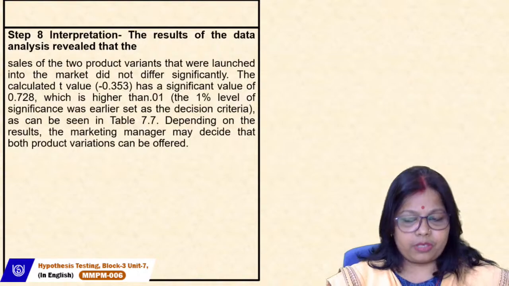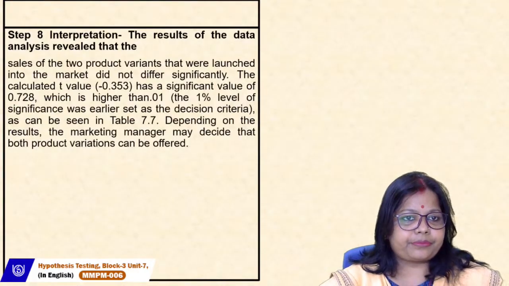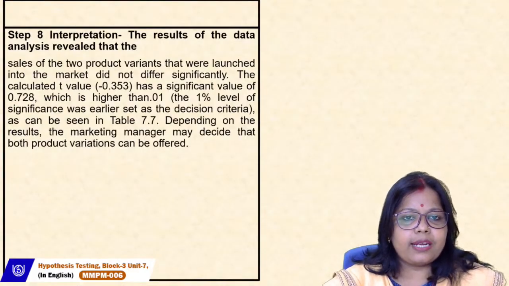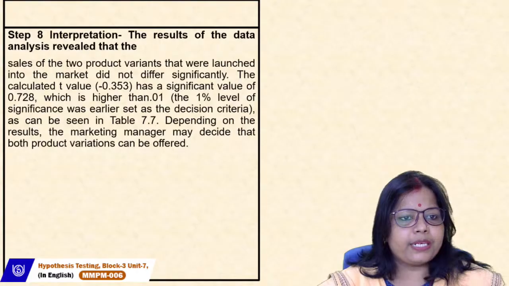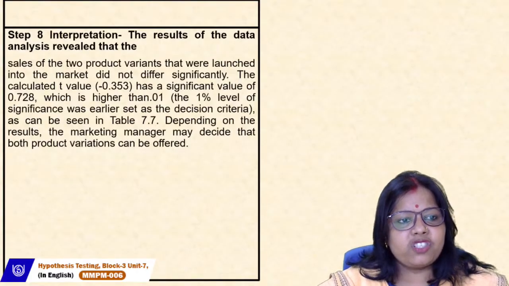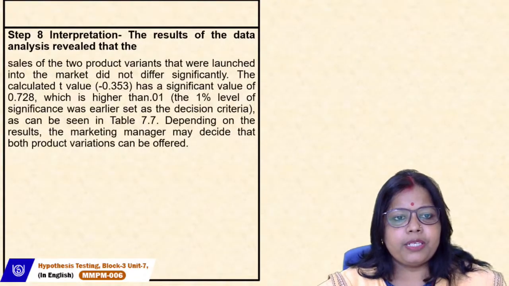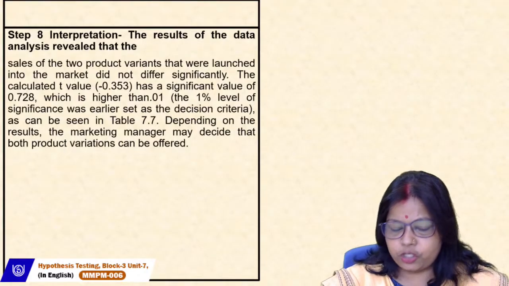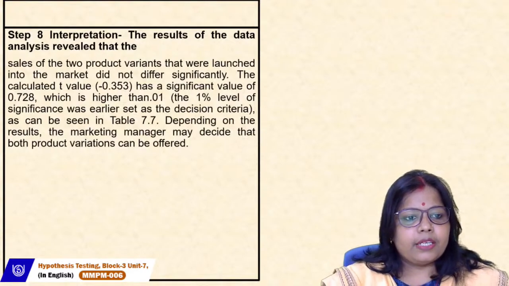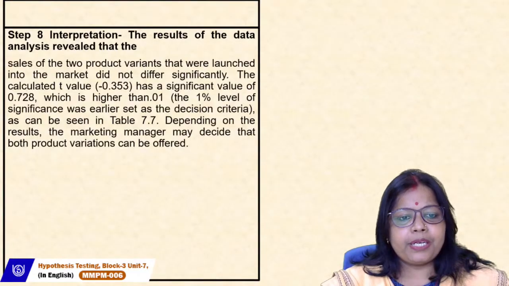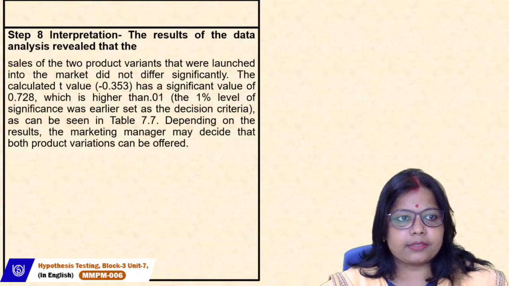Let us see what we have done. This was the result after analysis. Then what to interpret? The interpretation part is more crucial, because the layman is going to understand it. What we interpret here is that the sales of the two product variants launched into the market did not differ significantly. The calculated t-value, that is minus 0.353, has a significance value of 0.728, which is higher than 0.01. So it concludes that the marketing manager may decide that both the product variants can be offered, because there is no significant difference between these two products.